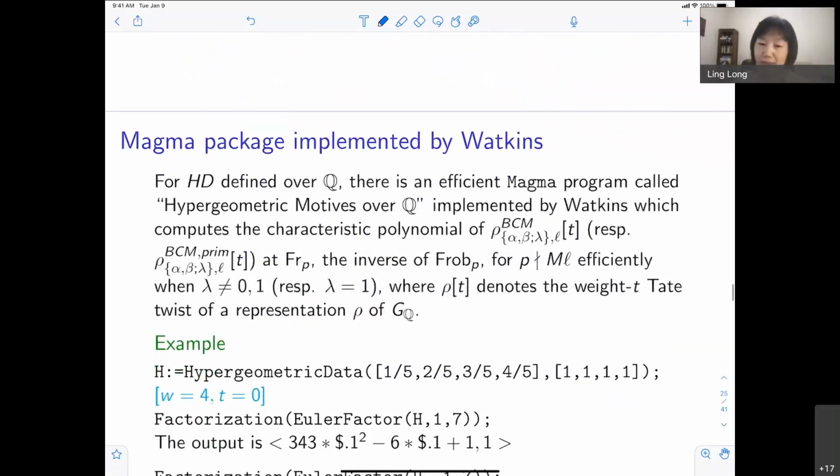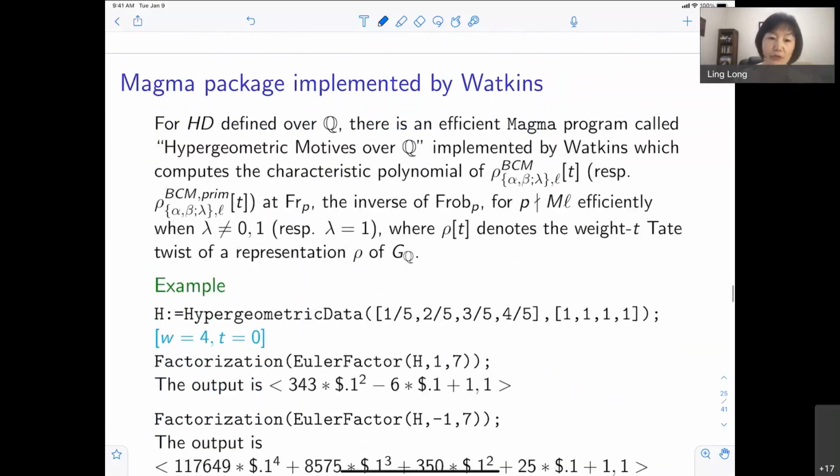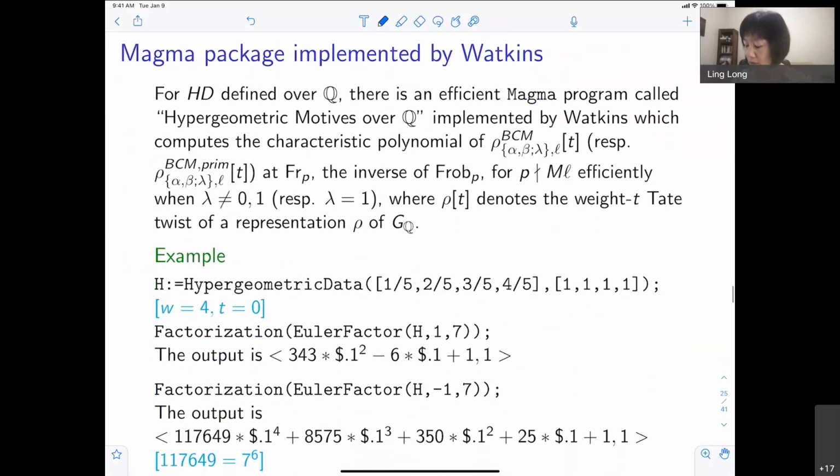And why do I need that? Because I want to introduce how you play around with those kinds of representations. There is a Magma package on hypergeometric motifs implemented by Mark Watkins. So I only want to show you how it's related.